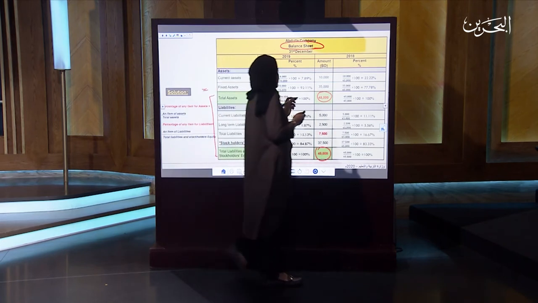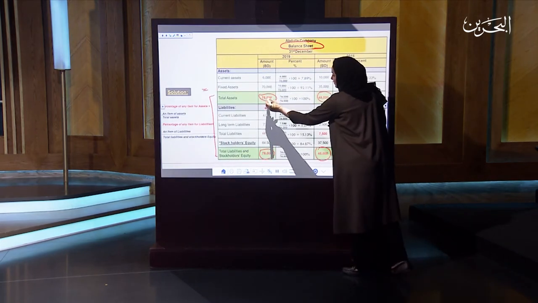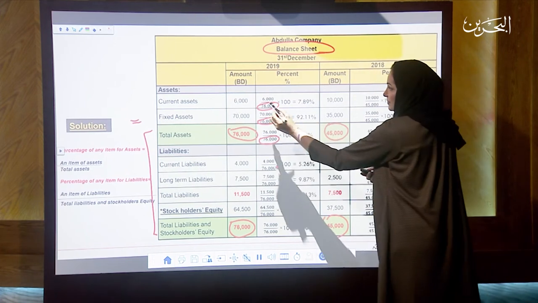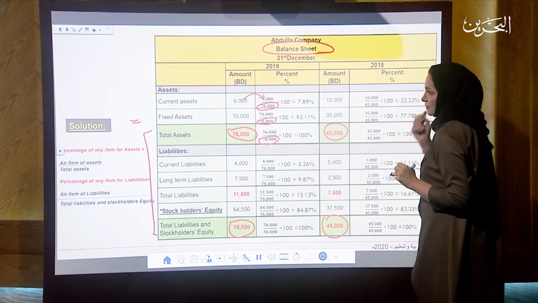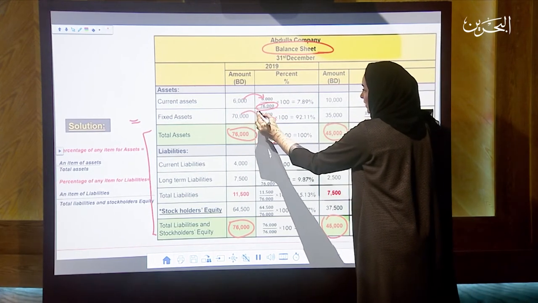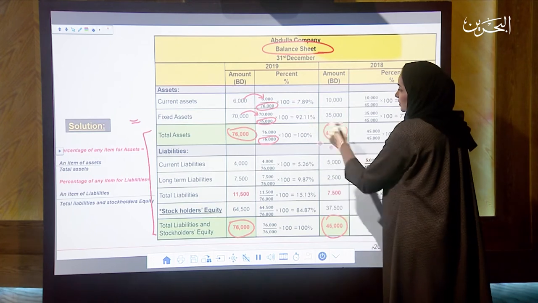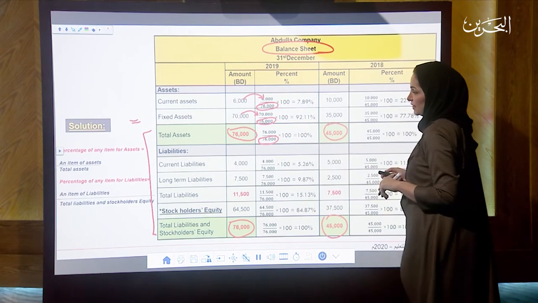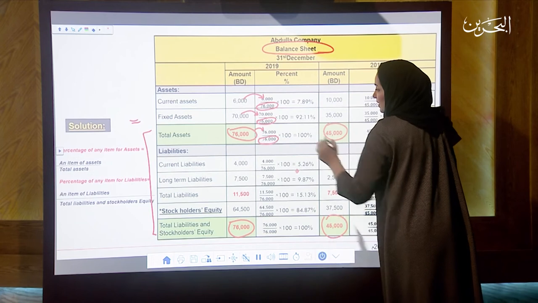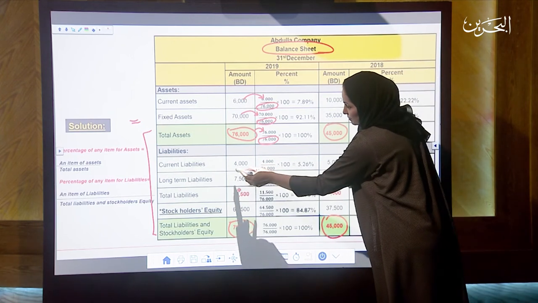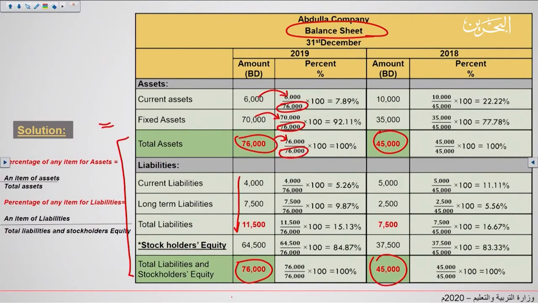Okay, let's start solving the problem. Here, total assets, this is the base. Okay, for current assets, any item, the rule said, divided by total assets. For fixed assets, the same. 70,000 divided by 76,000 multiplied by 100 equal 92.11. The same as total assets. Okay, we just copy the amount divided by the same number. Okay, let's do the same for the current liability, long-term liability. Let's do stockholders' equity, the same. So, this one equal this one. So, all base will be the same.